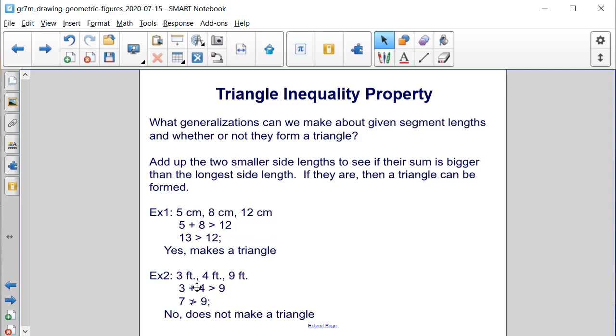Then it makes a triangle. And if we use our second example that we just did, we had 3 feet, 4 feet, and 9 feet. When we added up the two smallest sides, 3 and 4, the sum is 7, and 7 is not greater than 9, so therefore it does not make a triangle. So again, the shortcut is if you take the two smaller side length values and add them up, that will be the ultimate test as to whether or not the sides form a triangle or not.